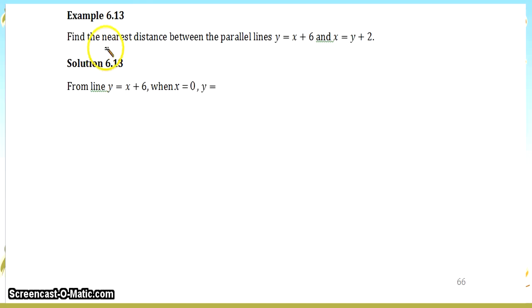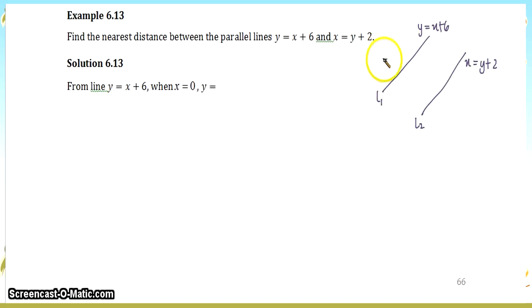6.13, we need to find the nearest distance between the parallel lines y equals x plus 6 and x equals y plus 2. So in this example, we have two parallel lines. Let's label this as L1 and L2. So this is y equals x plus 6 and this line is x equals y plus 2. So we use the same concept.